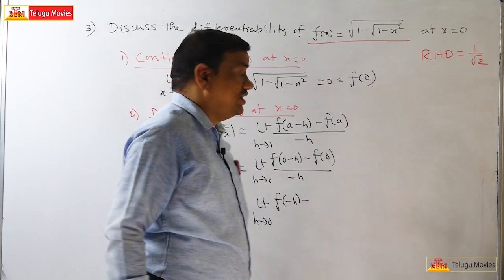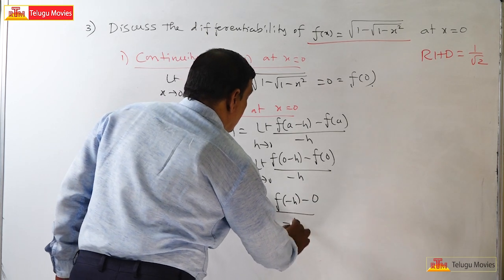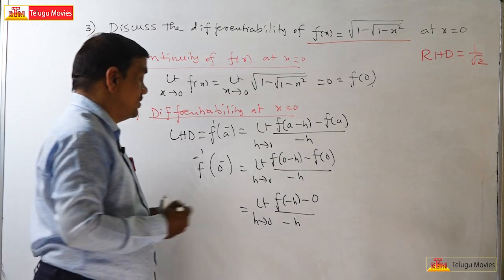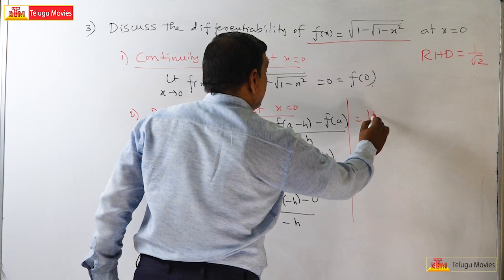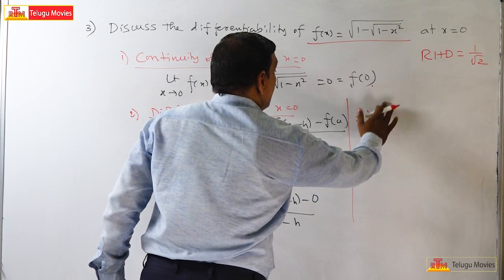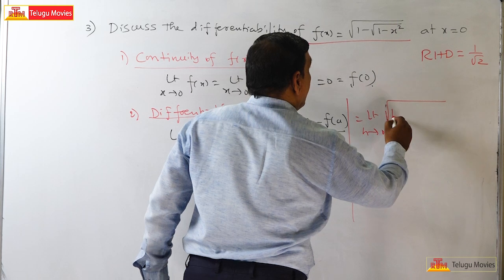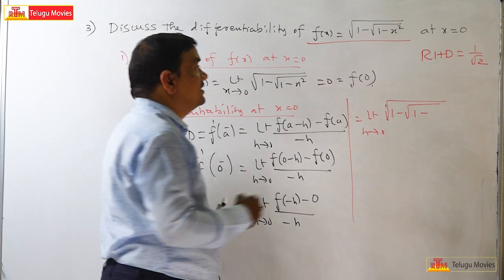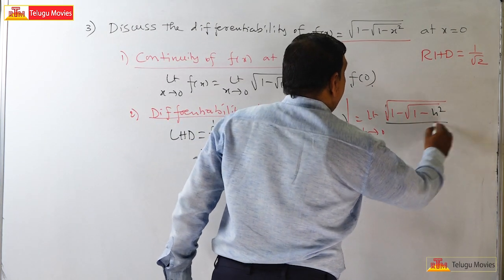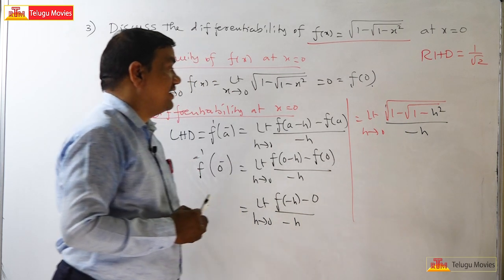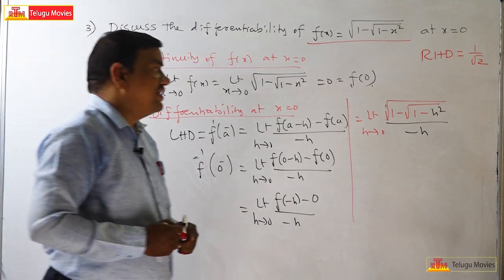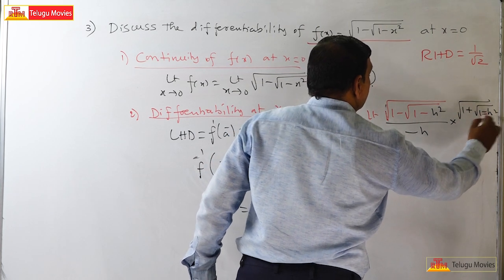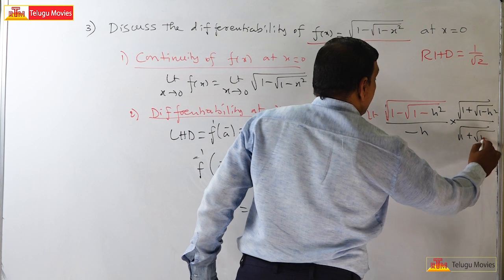f of 0 is already 0, so this is 0 by minus h. Now wherever h is there, substitute minus h. So we get limit h tends to 0 of root of 1 minus root of 1 minus h square, divided by minus h, since in place of x we substitute minus h. Just like in the previous problem, multiply the numerator and denominator with root of 1 plus root of 1 minus h square.